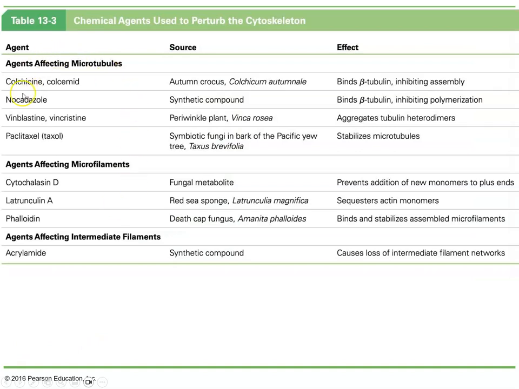So this was above here, the microtubules we looked at before, and here are the set for the microfilaments: cytochalasin D, latrunculin A, phalloidin. And these again are all coming from different types of other living creatures: a fungal metabolite, a red sea sponge, another fungus, the death cap fungus. These are all doing something, so preventing addition of monomers, or sequestering actin, or binding and stabilizing microfilaments, so they can cause major problems messing around with those in our cells, as you can see.